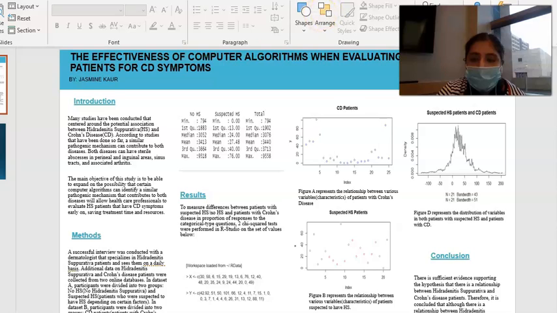patients, or CD. An association between hidradenitis suppurativa and Crohn's disease has long been suspected with studies done previously, but never validated. My study aimed to investigate and expand on the possibility that certain computer algorithms can identify a similar pathogenic mechanism that contributes to both diseases, which will allow healthcare professionals to evaluate HS patients that have CD symptoms early on, saving treatment time and resources in the healthcare industry.